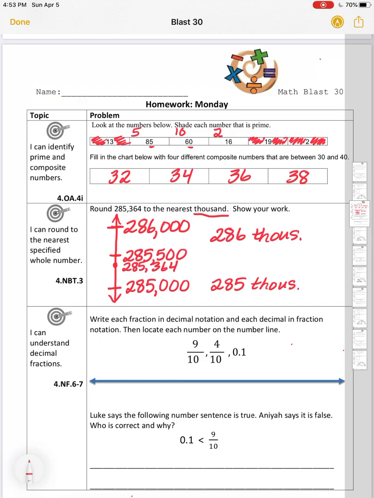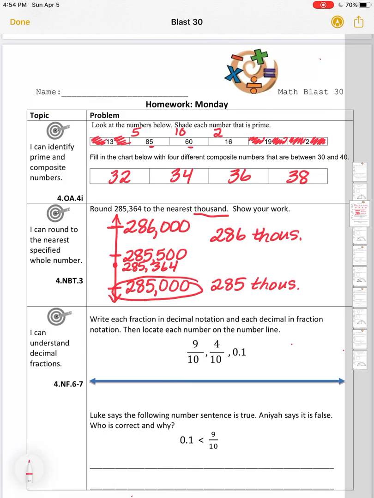Since it lies below the midpoint, it is going to round down to 285,000. Any number that lies below the midpoint rounds down. Numbers that are at the midpoint or above would round up.